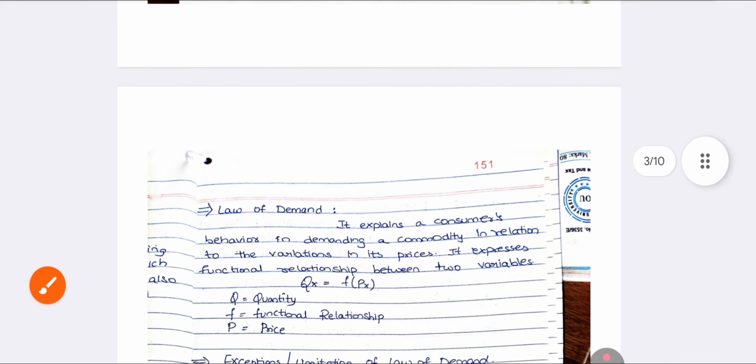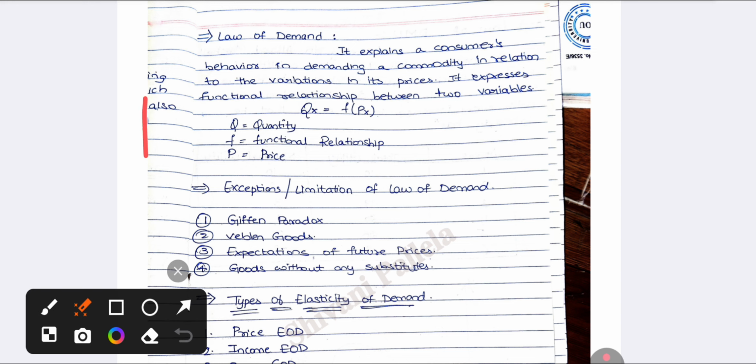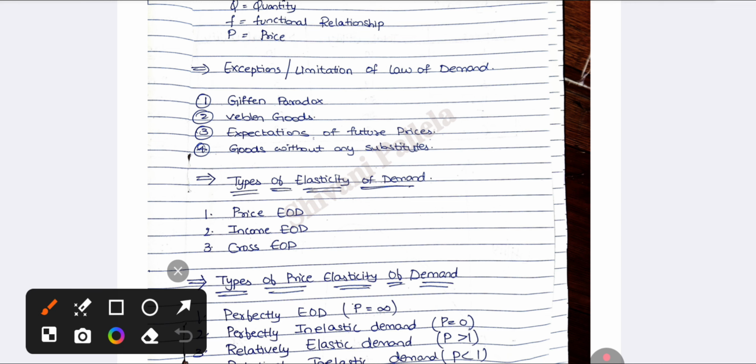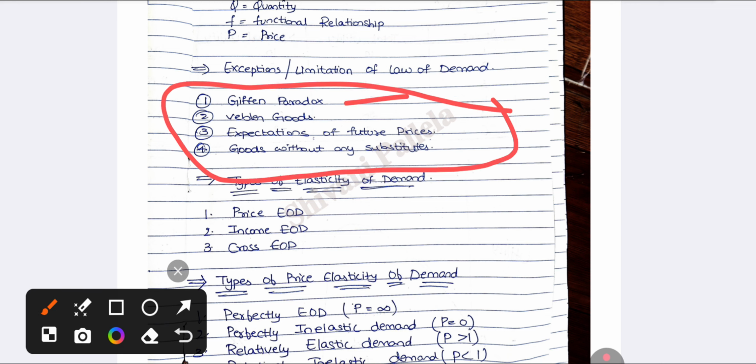And if they are asking about the law of demand, you can include this answer. The law of demand is nothing but consumer behavior, the difference between two variations in prices. So what is the formula of that? Qx is equal to f of Px. Q is quantity, f is the functional relationship, P is price. Exemptions are nothing but the limitations of this law of demand. If they are asking, you can include this. Giffen paradox. Yes, I have explained in the explanation video what is meant by Giffen paradox.